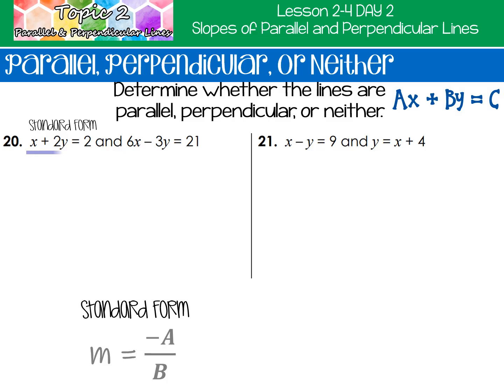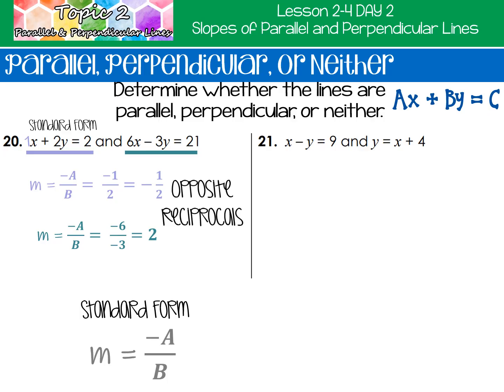And in 20, there's no number in front of X. Remember, that's a 1. So opposite of A would be -1, and B is 2. So -1/2 is the slope of that first line. The second one, opposite of 6 over -3, is going to be 2. They are opposite reciprocals, so those two lines are perpendicular.